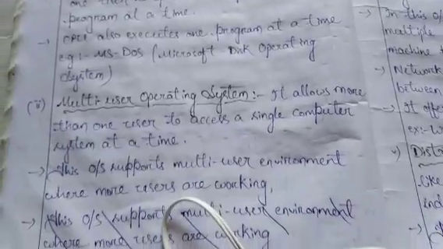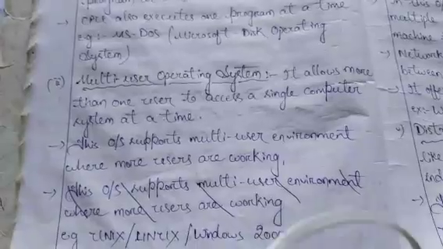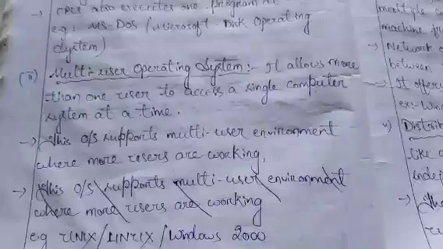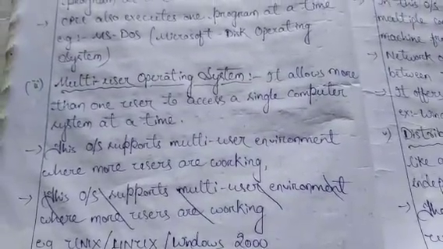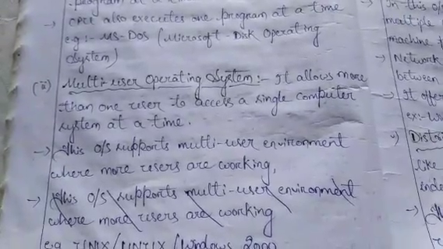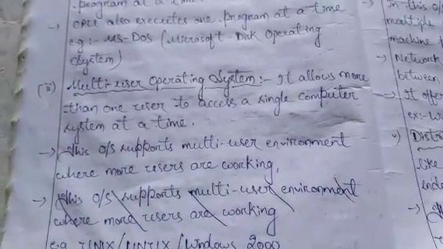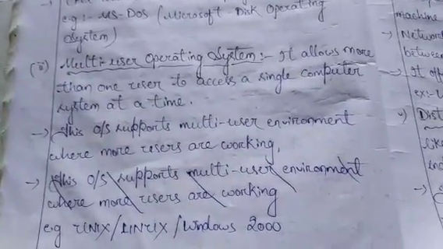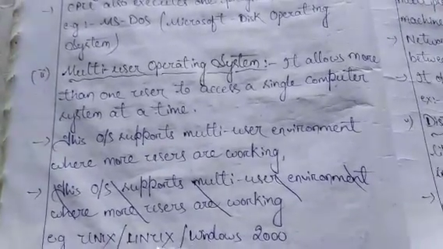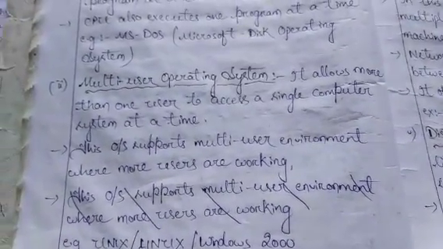Another one is your multi-user operating system. It allows more than one user to access a single computer system at a time. At the same time, several users can access a single computer. It supports a multi-user environment where several users can work. Example Unix, Linux, and Windows 2000. So this operating system supports several users to work on a single computer.